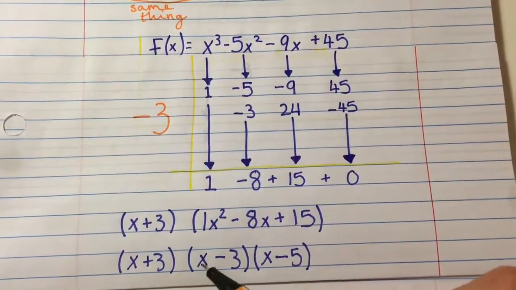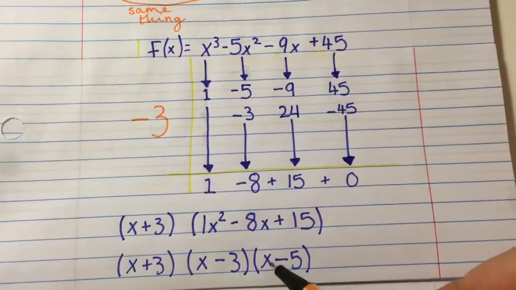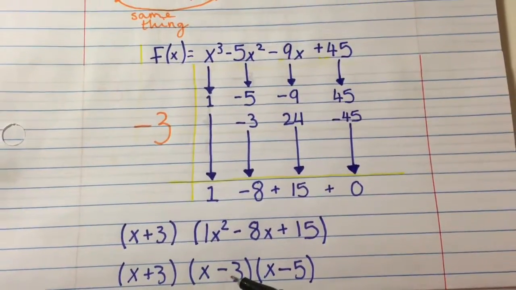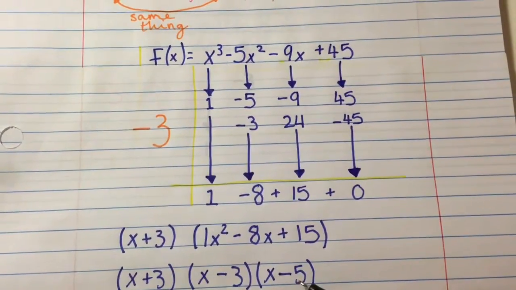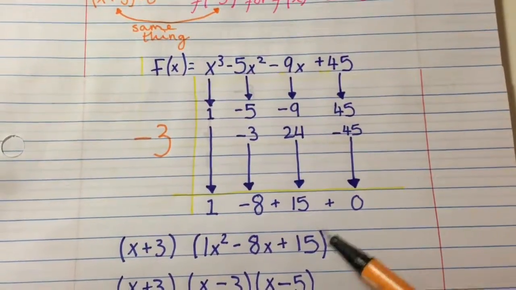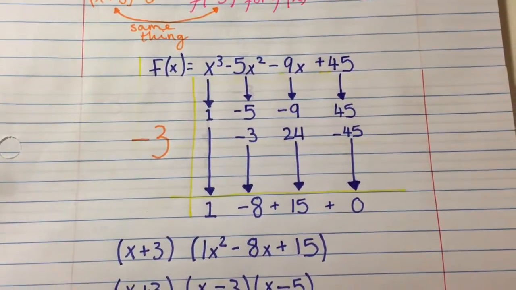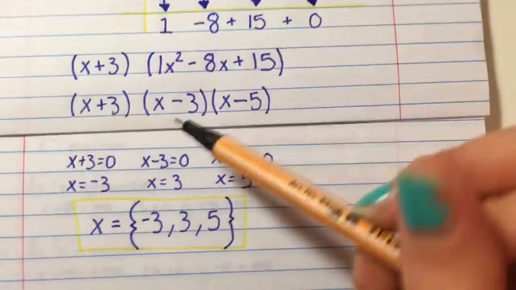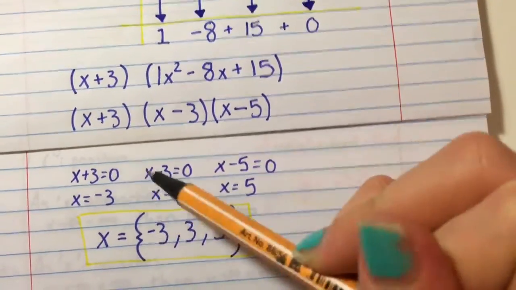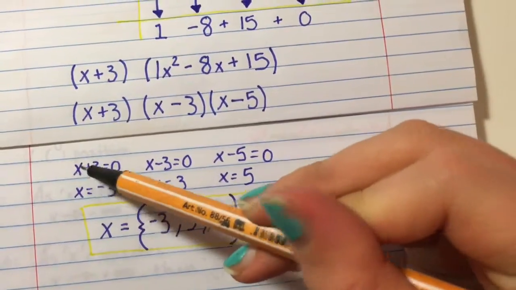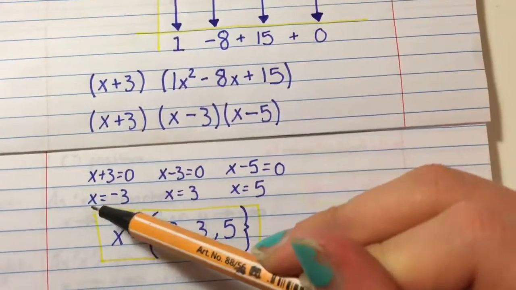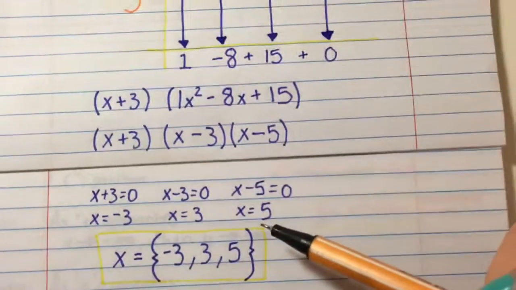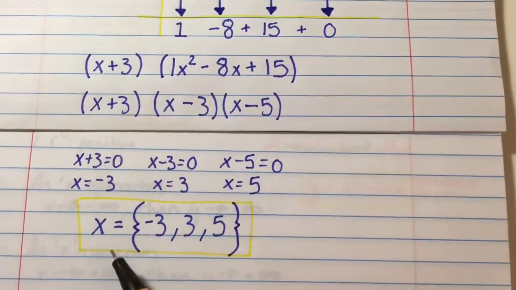So yeah, we're going to make 2x squared, so it's going to make x, so that makes that. And then we're going to do -3 times -5 is going to be +15, and then those two added together is going to be -8, so that's going to equal it all. And then we solve these for 0, so we make them equal to 0, and then we make them equal to x. So x equals -3, x equals 3, x equals 5. And then we write them out like this in these brackets.